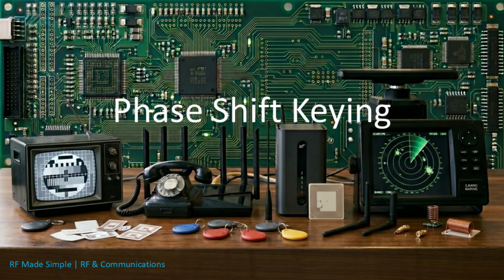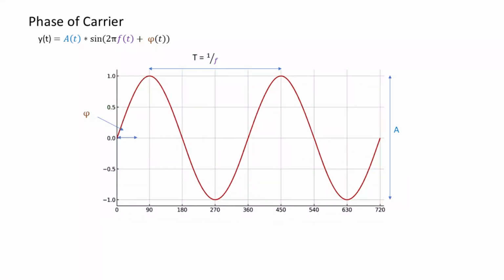Phase shift keying, or PSK, is a digital modulation technique that transmits data by changing the phase of a carrier signal. In this video, we'll see how PSK works and how digital bits are converted into different phase states. Start from the general sinusoidal signal.